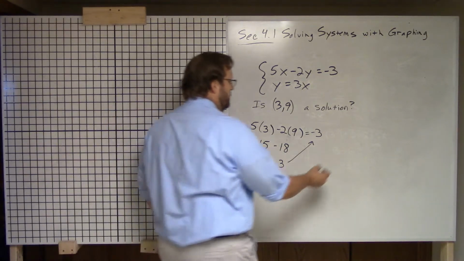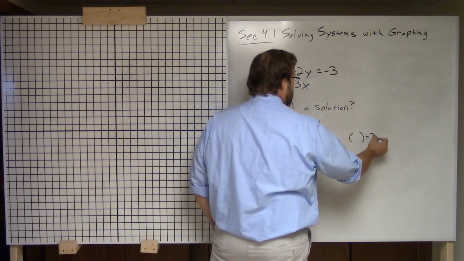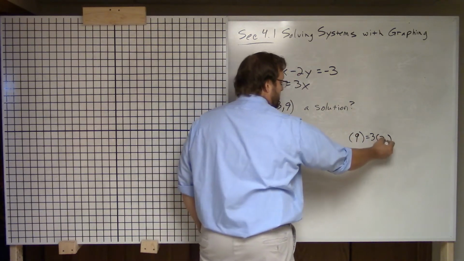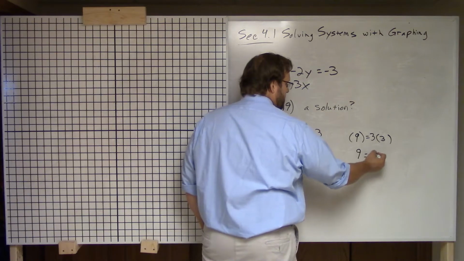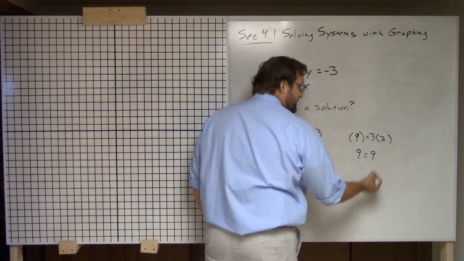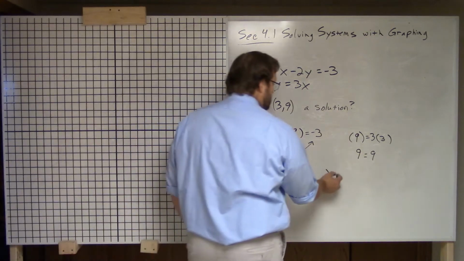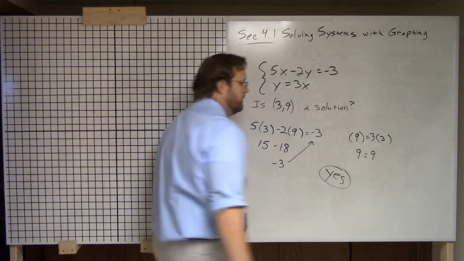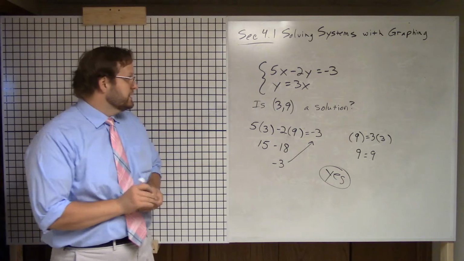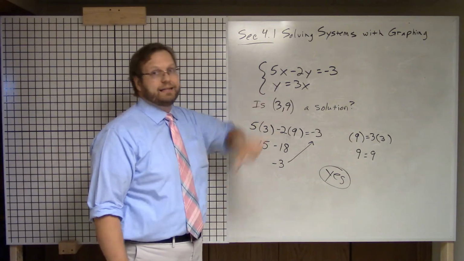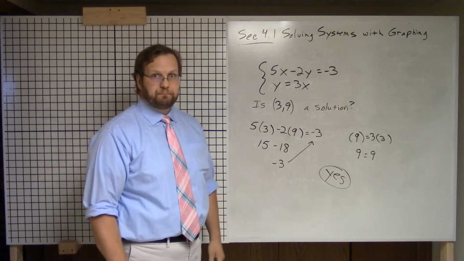Again, we have to verify that it works for both. So let's continue. I've got y equals 3x. Now careful, the y goes first, then the x. And we have 9 equals 9. So in this case, yes, it worked for both. Therefore, this is a solution. What that tells me is this ordered pair is a point on this line and on that line at the same time.